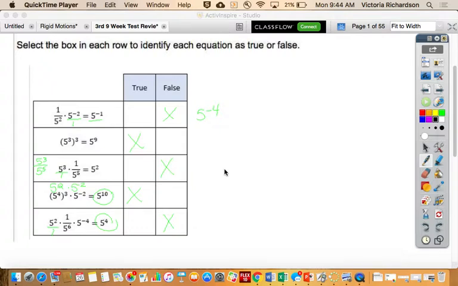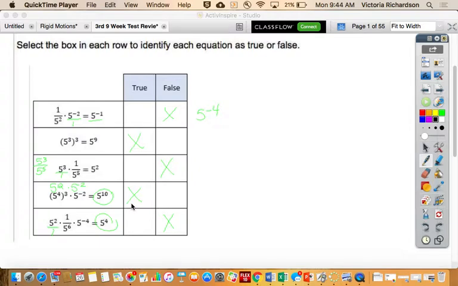On the third one, 5 to the third, I put it over 1, changed it to a fraction, so you'd have 5 to the third over 5 to the fifth. And if you subtract 3 minus 5, since we're dividing, you will get 5 to the negative 2 power, not 5 squared. So that would be false. And then on the fourth one, 5 to the fourth raised to the third power is 5 to the 12th. And then 5 times 5 to the negative 2 power, we would add exponents, which gives you 5 to the 10th. So that one is true.